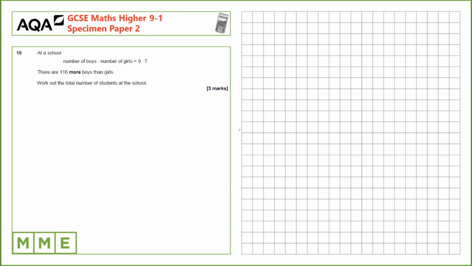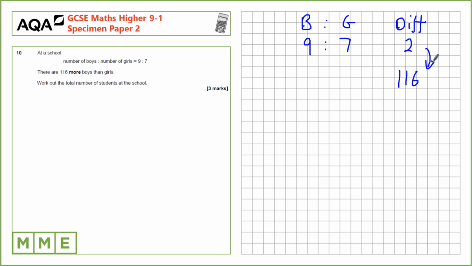Question 10. At a school, the number of boys to the number of girls is the ratio 9 to 7. There are 116 more boys than girls. Work out the total number of students at the school. First, we need to start with the ratio. Boys to girls was 9 to 7. The difference between these is 2. We want to manipulate this ratio and multiply it by some number so that the difference is 116.